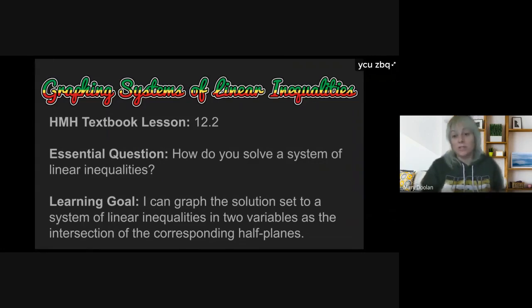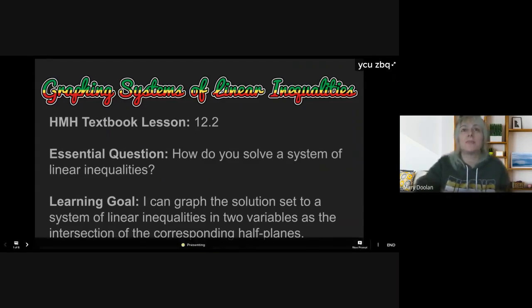Your EQ is how do you solve a system of linear inequalities? Your learning goal is I can graph the solution set to a system of linear inequalities in 2 variables as the intersection of the corresponding half planes. Okay, so what does that even mean? I'm going to show you real quick.